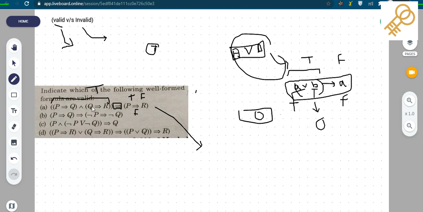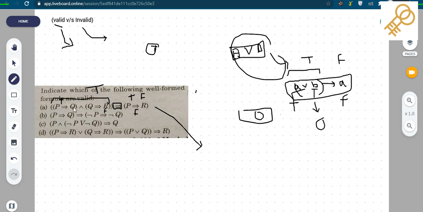Now P is true. We don't have options for P, so P should be true and R should be false. So I will put R here as false. Now we are left with Q. What will be the Q value? It depends on our requirement, so we'll put it according to our requirement. Now you see this side is the implication, P implies Q, and P we already know is true.